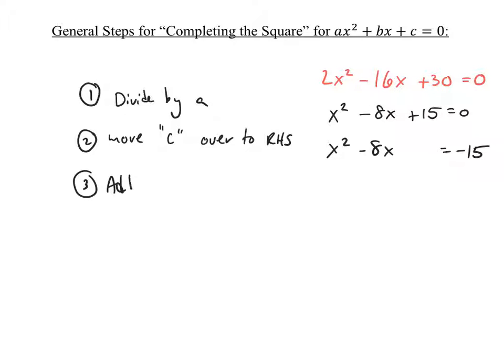So add b over 2 squared to both sides. Take the quantity b over 2 squared and add it to both sides. So half of negative 8 is negative 4. That number squared is 16. So I'm going to tack on 16 to both sides of the equation.